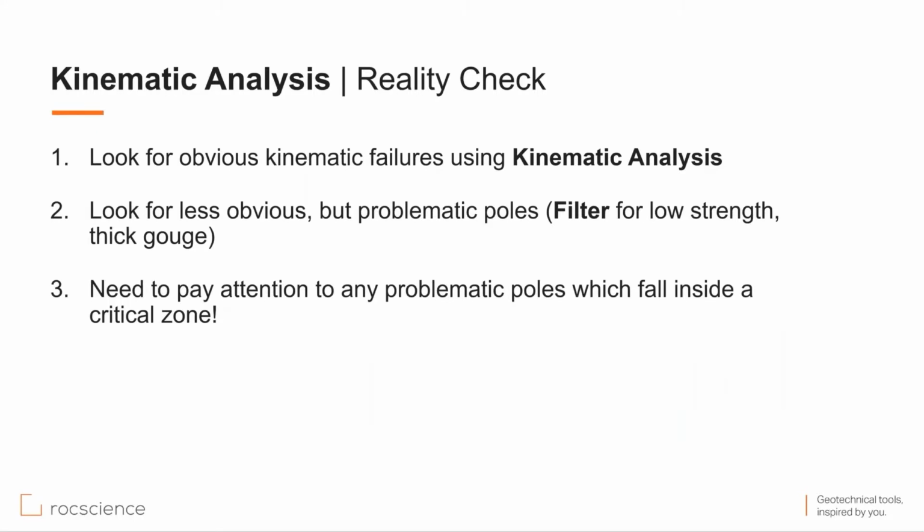The first thing here is to look for the obvious kinematic failures using DIPS kinematic analysis and toggle between the different failure modes. And in this case, we identified wedge sliding as the most obvious failure mechanism. But our lesson here is don't forget to look for the less obvious. Weaker shear planes with thicker gouge are more likely to be unstable. So don't ignore these, even if they represent only a small percentage of the overall data. And as I demonstrated, we can easily query for these low strength thick gouge entries from the grid data using the DIPS filter.